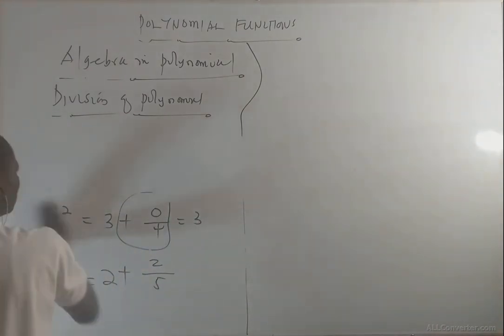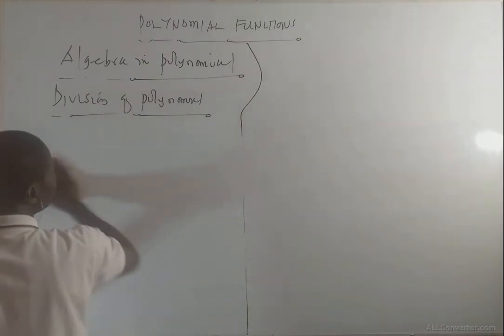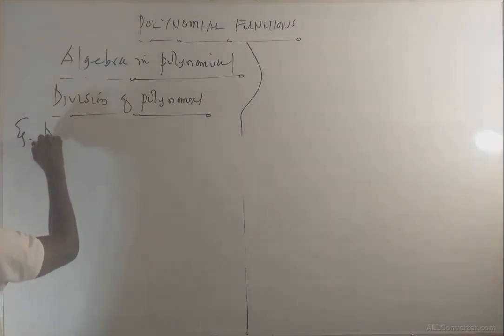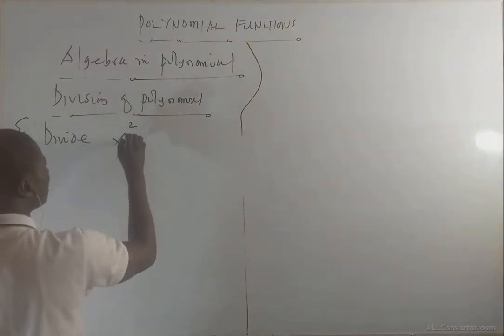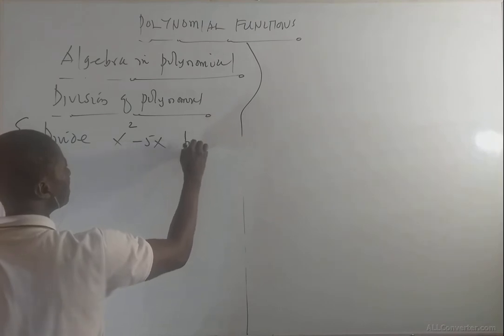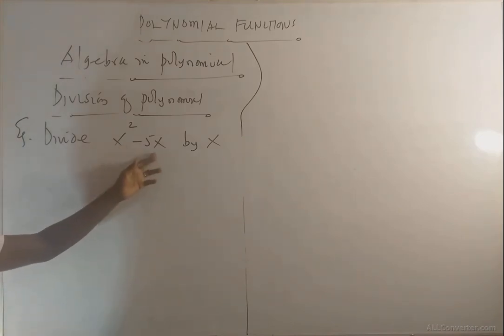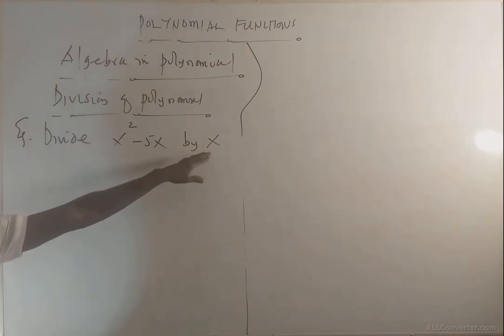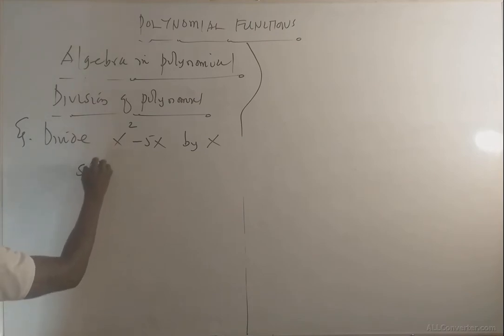You will get it. So now we are going to take an example and see how best we can simplify that. Let's assume that we are asked to divide x squared minus 5x by x. Now, if this is what we are given, we are asked to divide x squared minus 5x by x. So our dividend will be x squared minus 5x and our divisor will be x. So this can be simplified as, okay, let's see the solution.